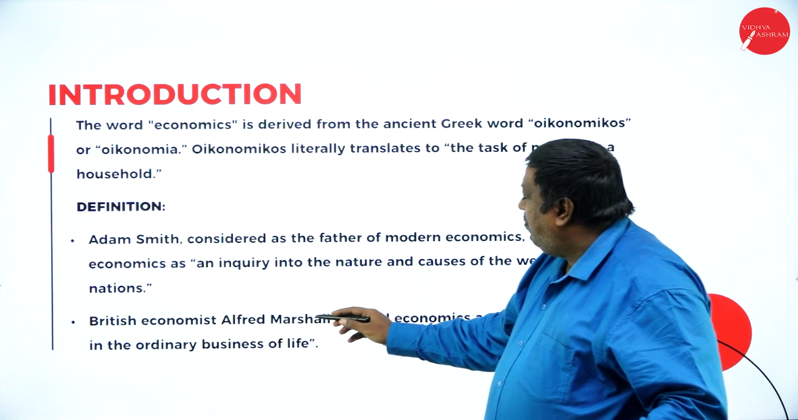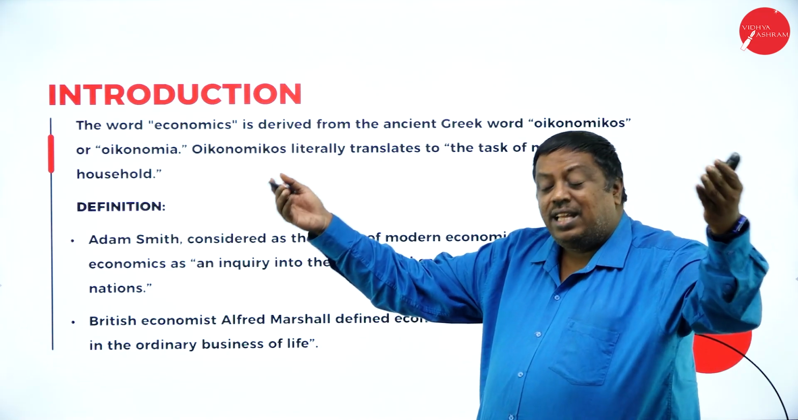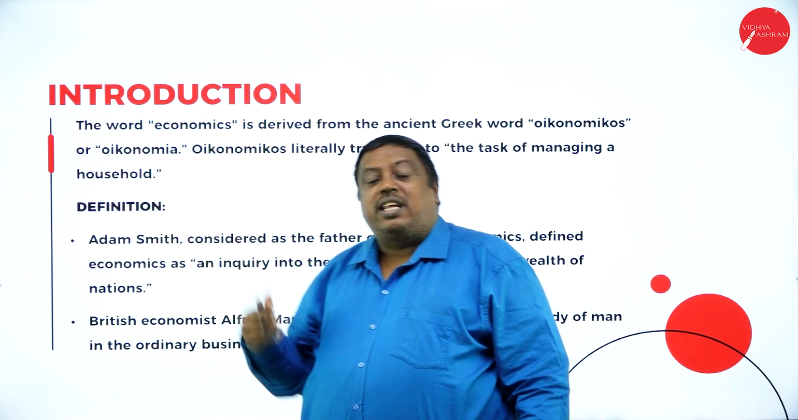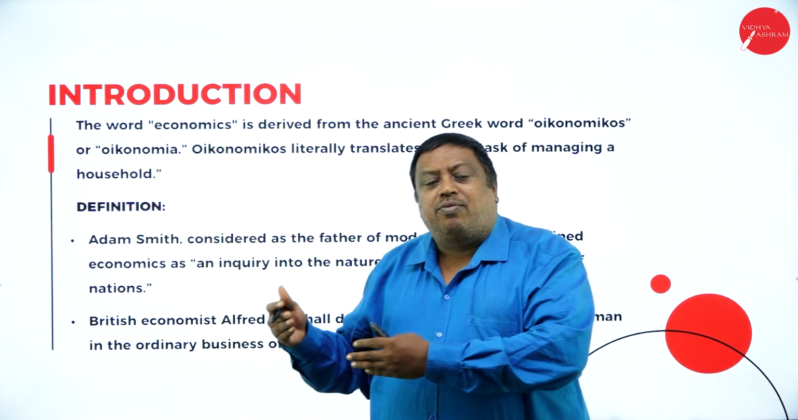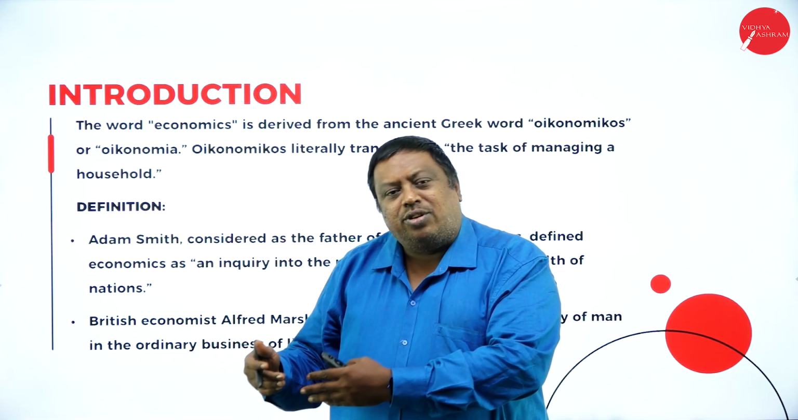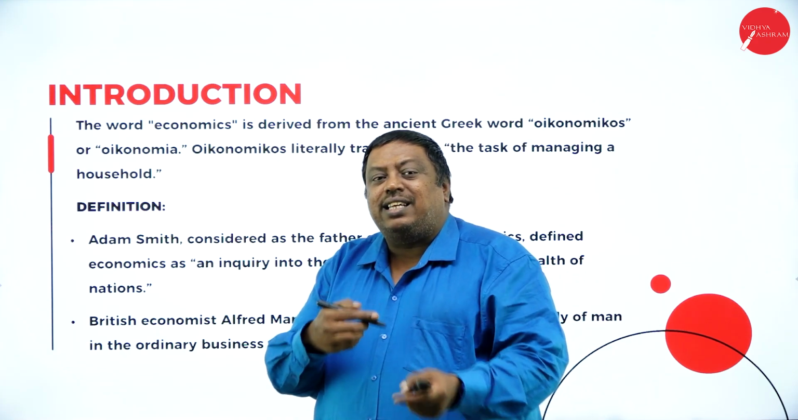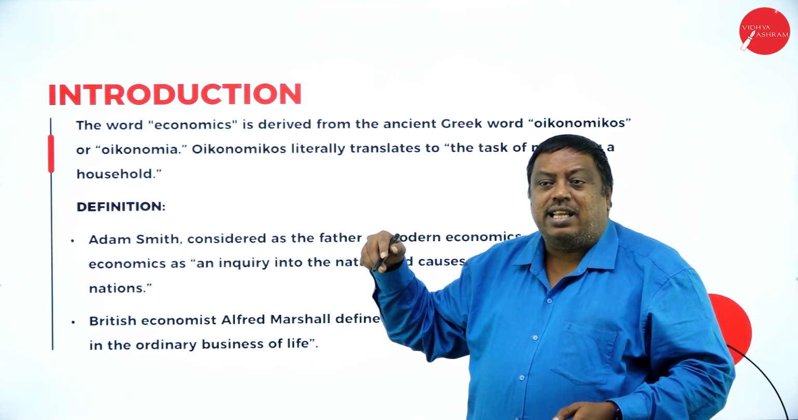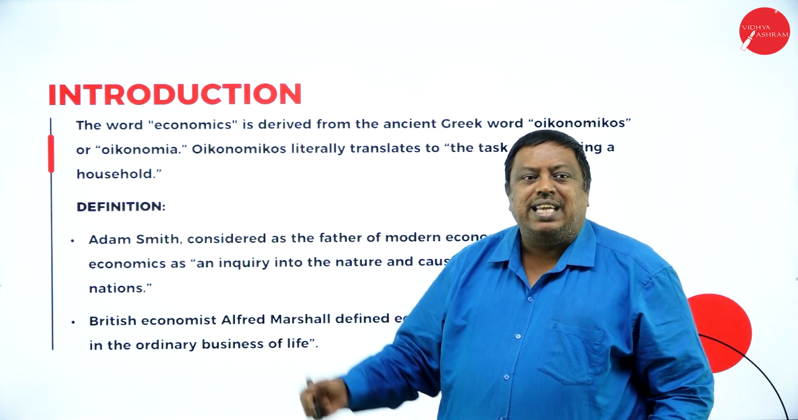British economist Alfred Marshall defined economics as the study of man in the ordinary business of life. They're saying that when the life of the man in the ordinary course, if we study that one clearly, economics becomes easy. For example, a man wants to consume something here. If he wants to consume food, he has to buy that food. So if you want to buy, he needs the money. Like this, it is a link between each and everything, whatever we have here. So that is the reason they are saying that if I study the life of a man, it gives the business life easily.